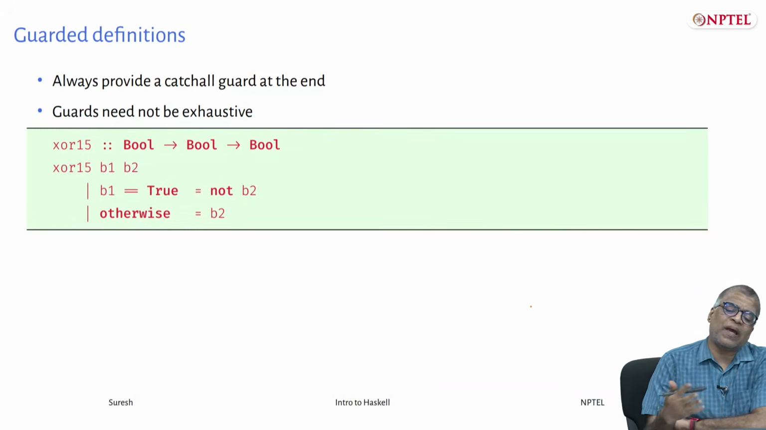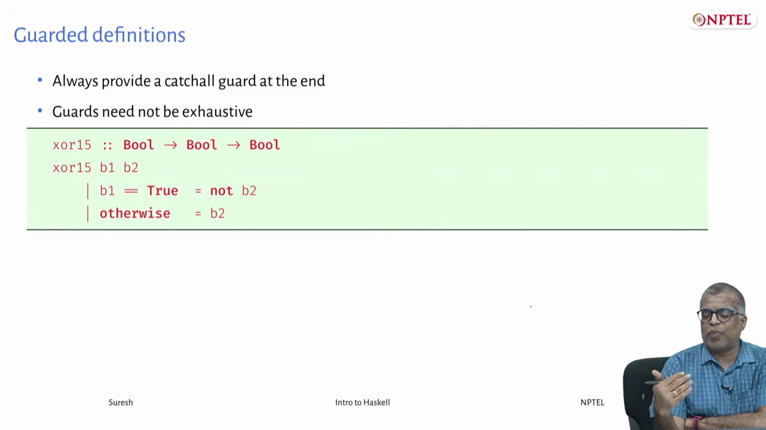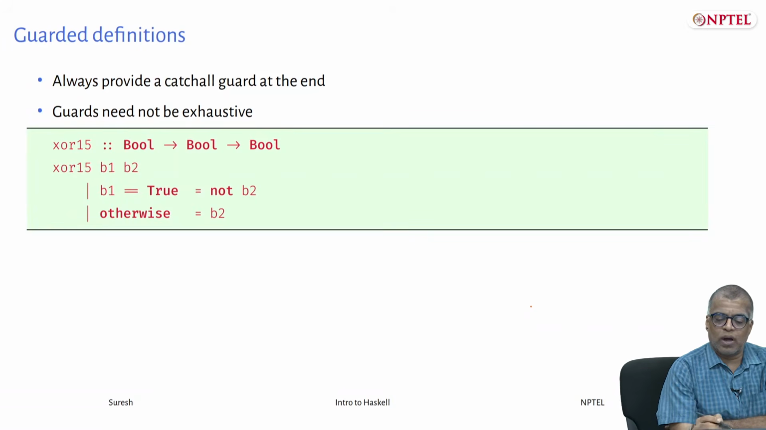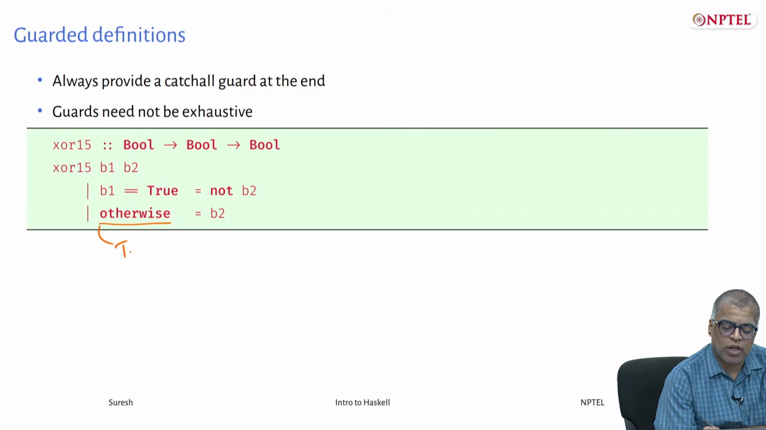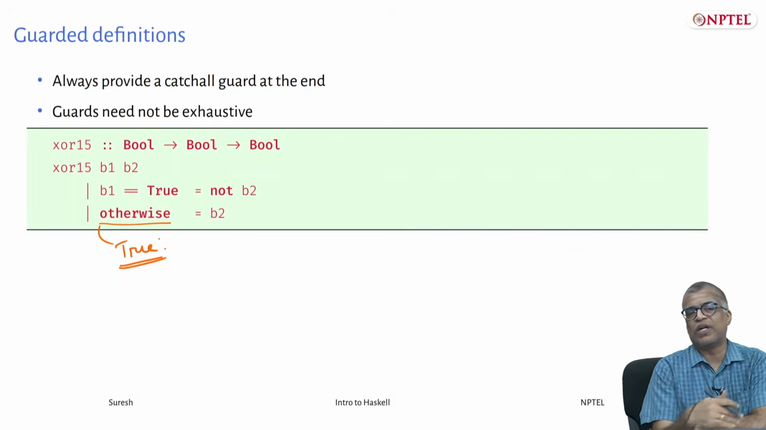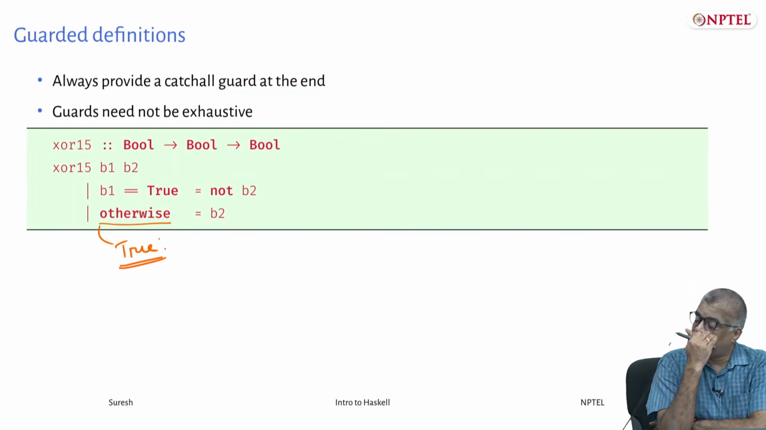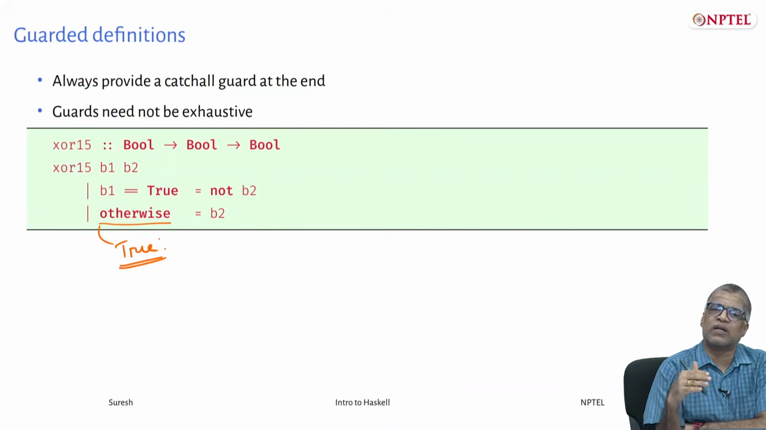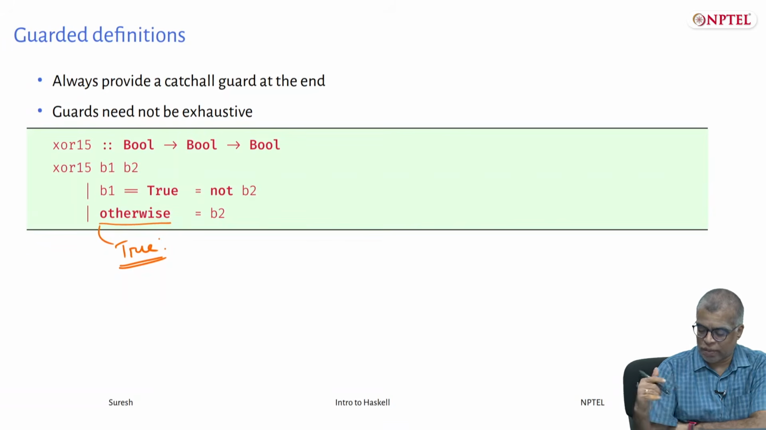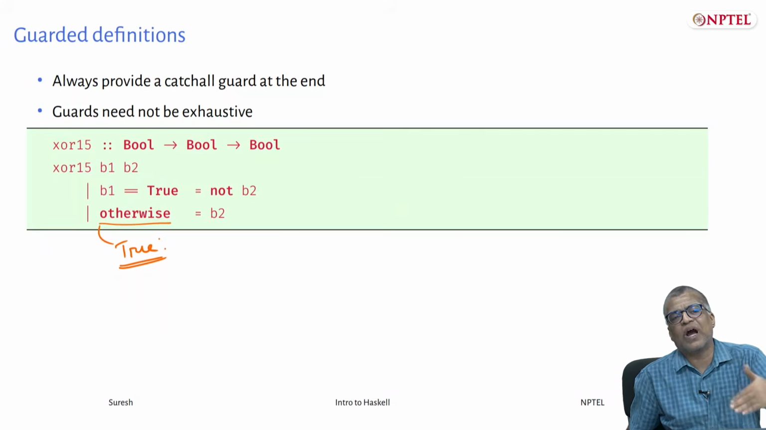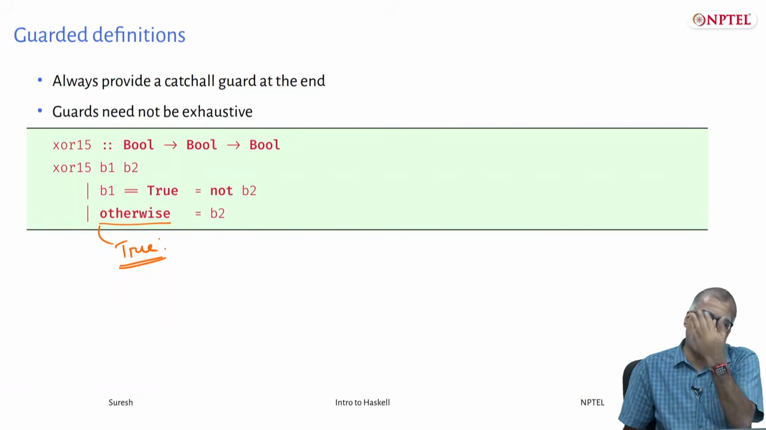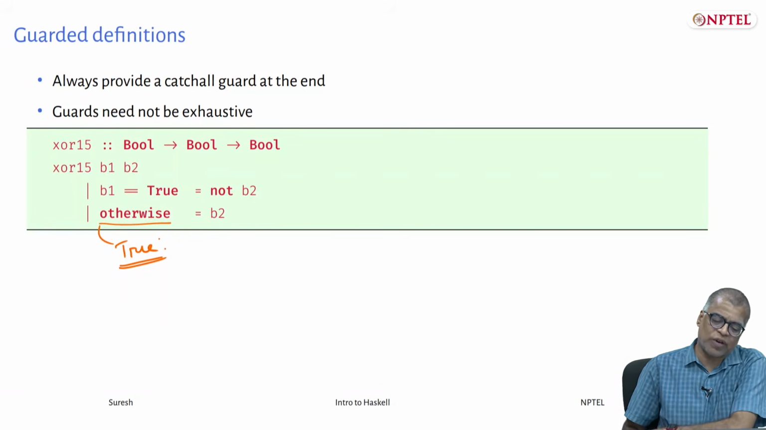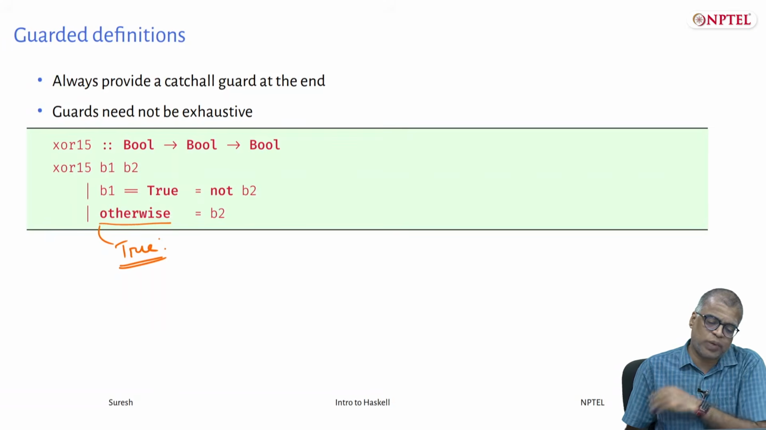So one way to guard against this non-exhaustive patterns error is to say otherwise at the very end, and otherwise is just an alias for true. Otherwise is just internally defined to be true. So if you provide true as the last guard, that will always be satisfied no matter what. So if every other guard fails, you will come to the last guard, and the last guard is just the expression true, which no matter what input you provide, is always satisfied. So this particular definition will fire.